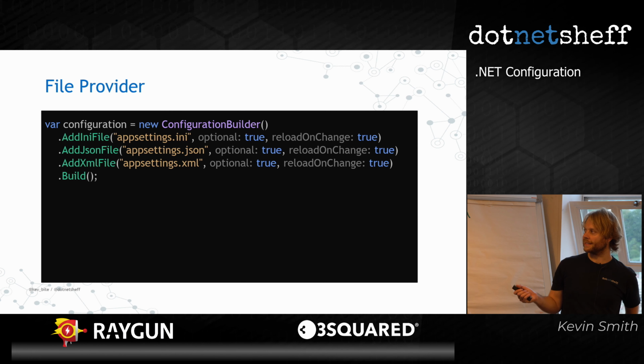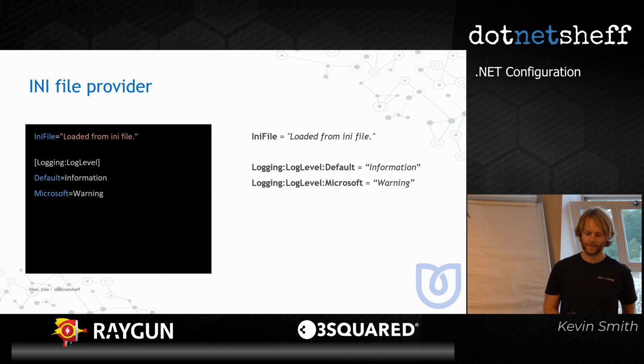All the file providers also provide a reload on change. So as we have forcibly reloaded the configuration before, these providers can do that for you. So if you change your JSON file and you've got reload on change true, then it'll automatically get the new configuration values into your app. So this is kind of how they're laid out.